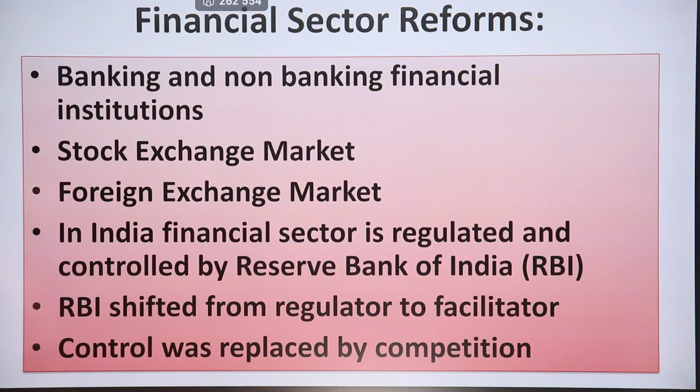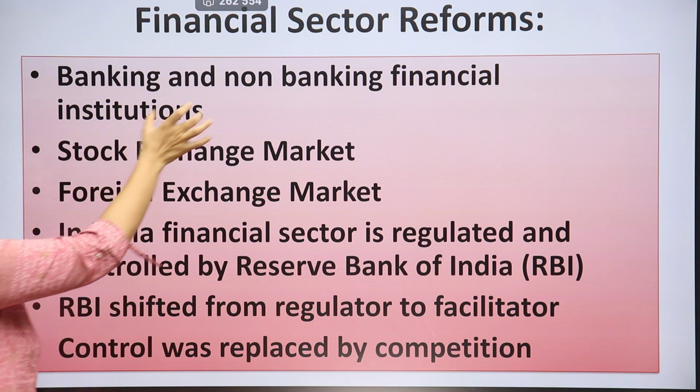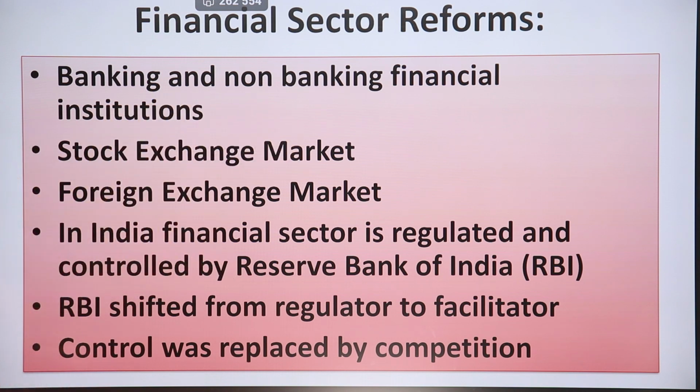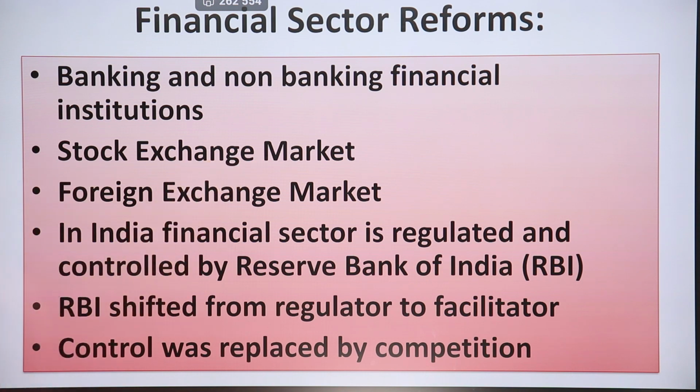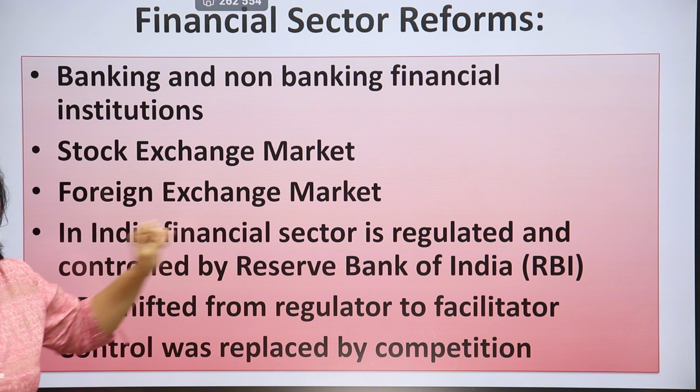Then financial sector reforms. Banking and non-banking financial institutions. What does it include? Banking and non-banking. Banking is all the types of banks, and non-banking are institutions like LIC, etc. These are non-banking financial institutions because you can't deposit money over there. You can only purchase policies from these institutions. The stock exchange market is there in your financial sector reforms. Foreign exchange markets are there.